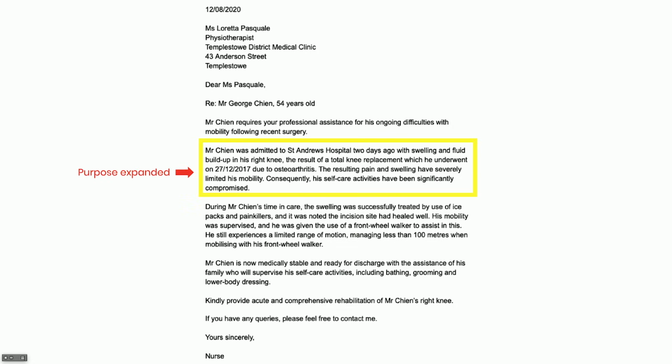The next section is what we call the purpose expanded. So this takes the purpose statement and extrapolates it or expands upon it or fleshes it out with key details about the main medical issue that was mentioned in the purpose statement. This one says, Mr. Chien was admitted to St. Andrew's Hospital 2 days ago with swelling and fluid buildup in his right knee, the result of a total knee replacement, which he underwent on this particular date due to osteoarthritis. The resulting pain and swelling have severely limited his mobility. Consequently, his self-care activities have been significantly compromised.